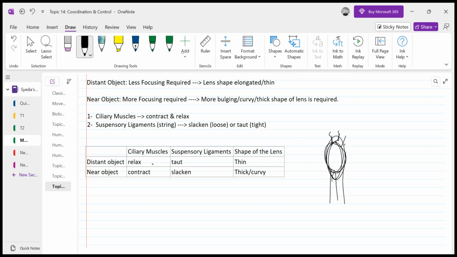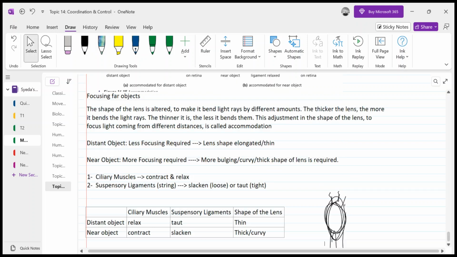And for example, if we have to read a book, reading a book is from near, because the book is a nearby object to us. At that time, our lens has to be more convex, more curvy, and for making it more curvy, our suspensory ligaments have to be slackened, they have to be loose, and for making them loose, the ciliary muscles contract. So this is what we need to remember, and this ends the topic here.